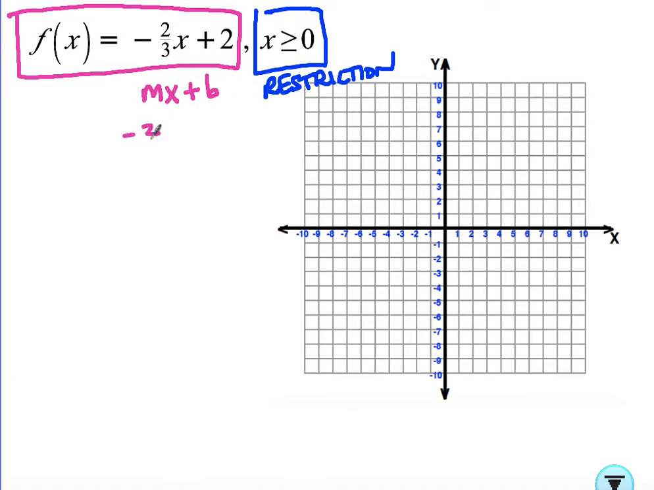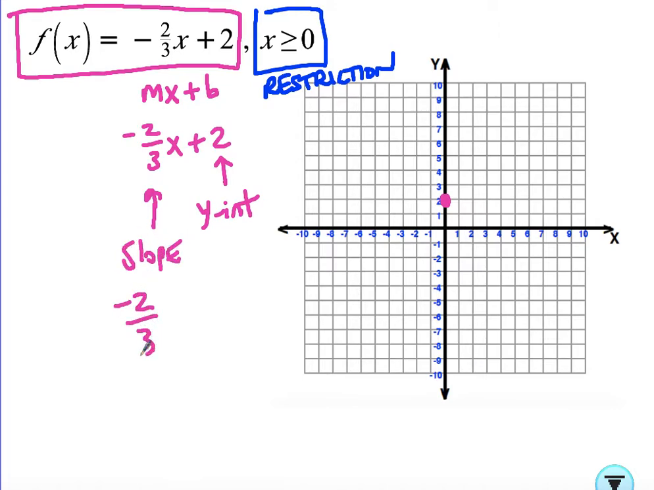So if I rewrite it here, 2 is the y-intercept. So that's where you start on the y-axis. And then -2/3 is the slope. So the top number is negative, which is telling me to go down. And then the bottom number is positive, which is telling me to go right. So from my y-intercept, I'm going down 2, over to the right 3.